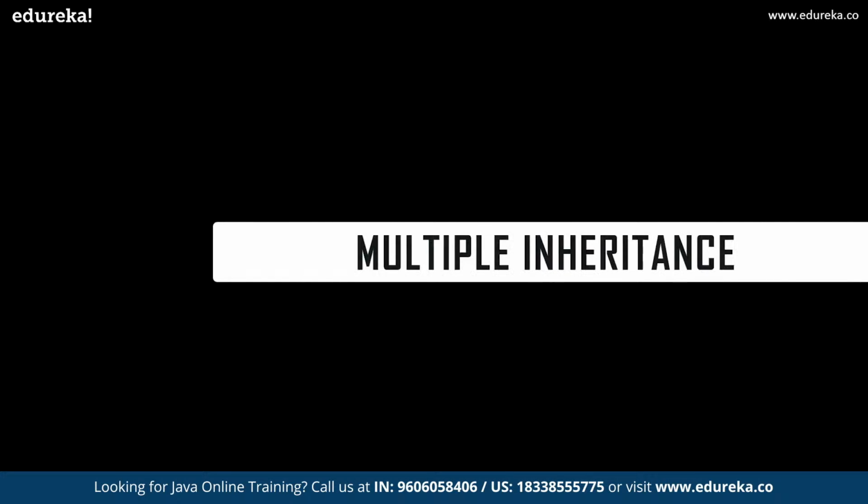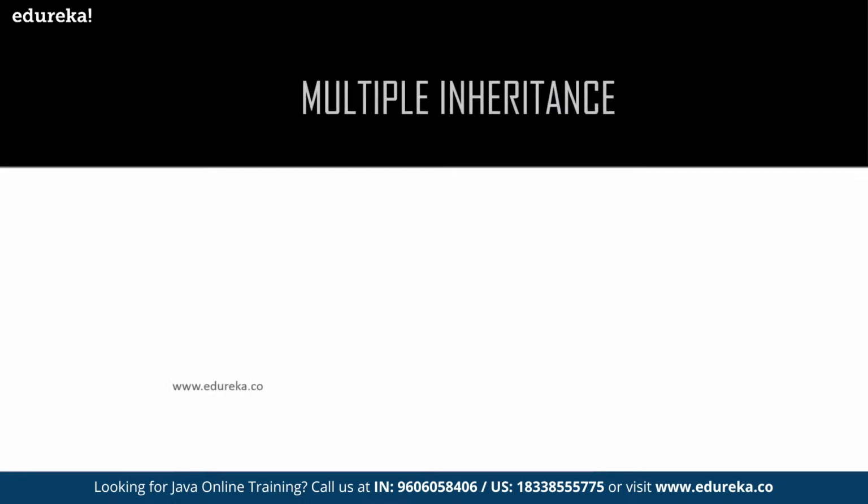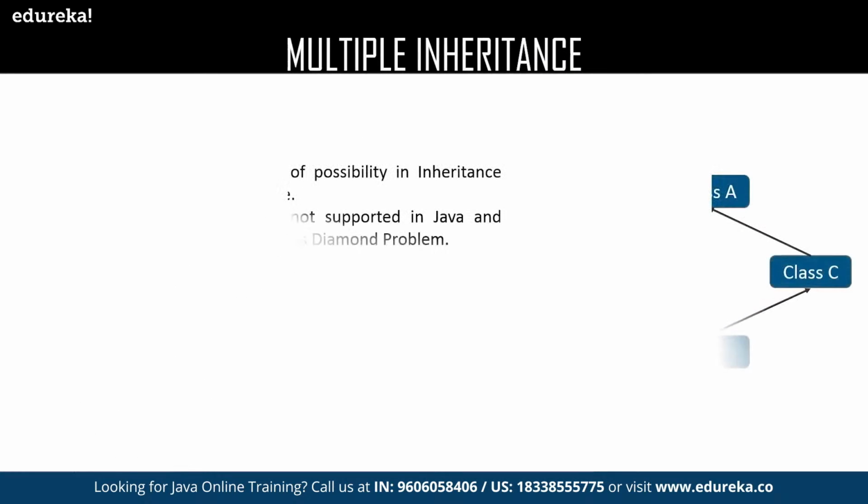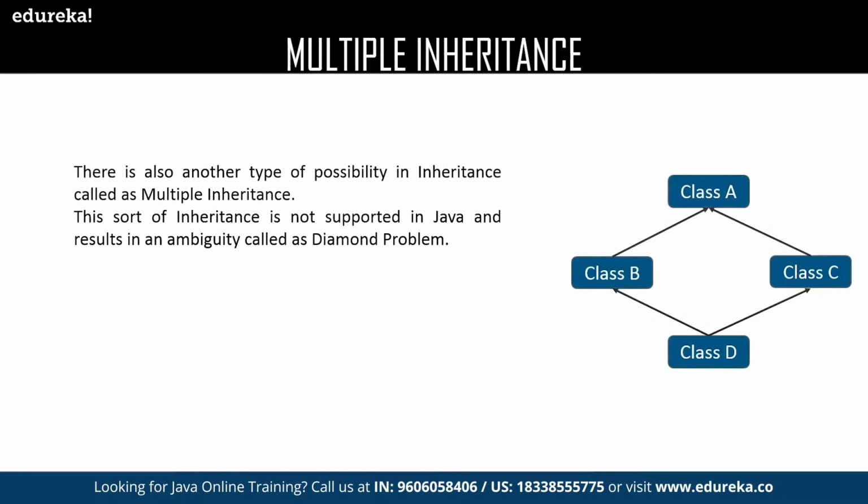Now you might be wondering about another possibility in inheritance, which is obviously multiple inheritance. Here, one single child class can inherit all the methods and properties from two or more different parent classes. But sadly, in Java, this results in the diamond problem and so Java does not support multiple inheritance. It is possible to achieve this behavior through Java interfaces.